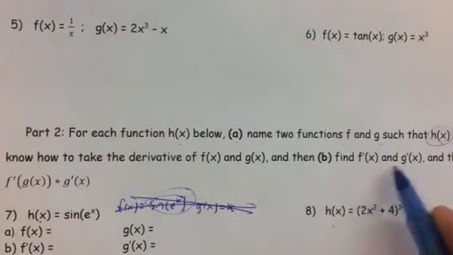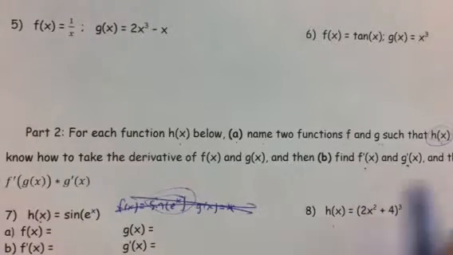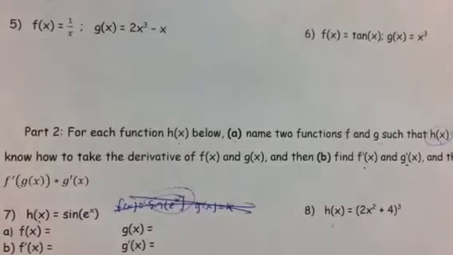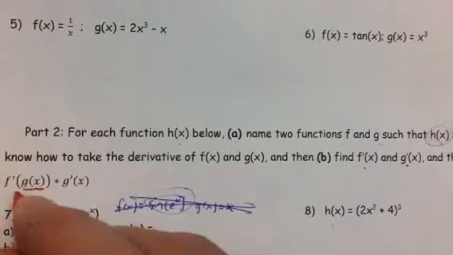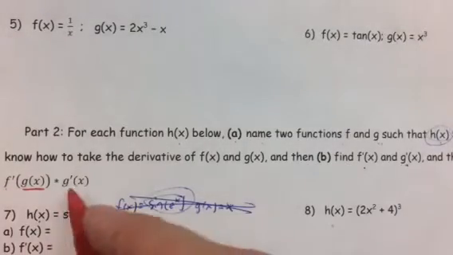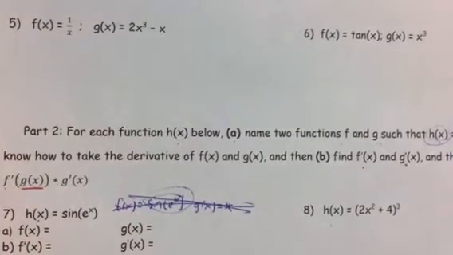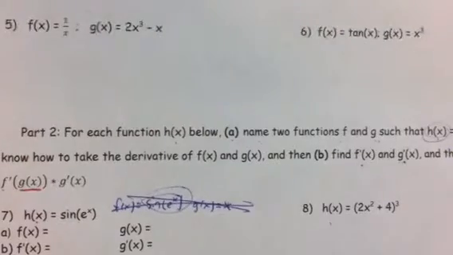So the first thing is we're going to split it into the composite functions. B, we're going to take the derivative of those two composite functions. And C, we're going to do this weird computation. We're going to plug g of x into f prime, and then multiply it by g prime of x. So let's look at how this looks.